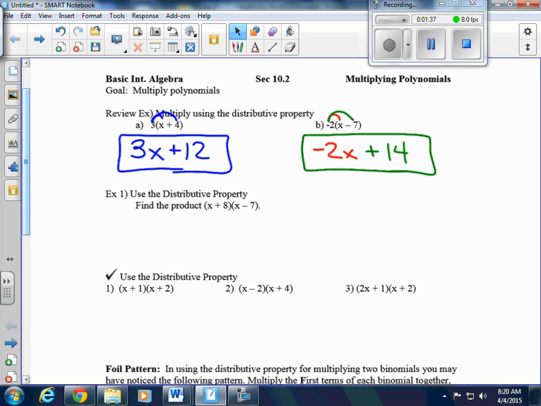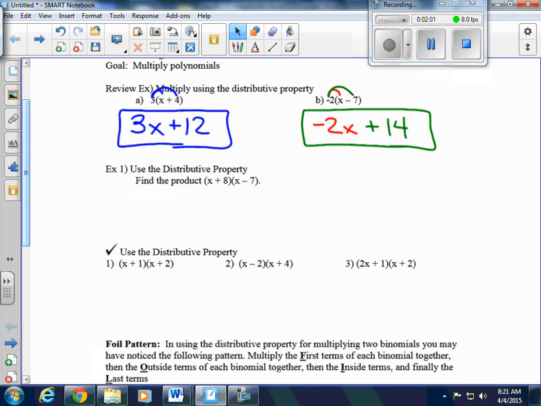And if we remember the terms that we talked about, the distributive property, what we just did, we multiplied a monomial, 1 term, by a binomial, 2 terms. So now if we look at example 1, we see that we have 2 expressions that both have 2 terms. We have 2 binomials. So when we multiply these 2 binomials, we're going to start by using the distributive property. Again, we're going to do the distributive property just like we did in the review example. I'm going to take the x times the x and the x times the 7.